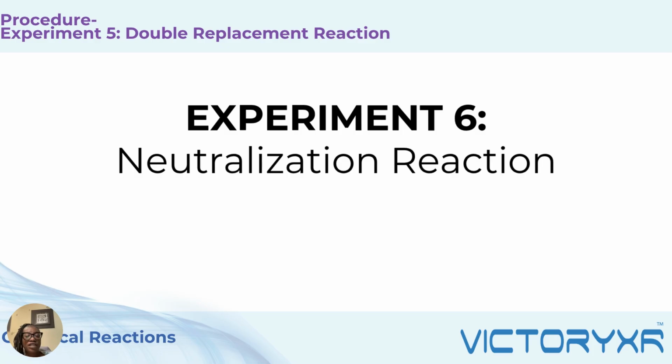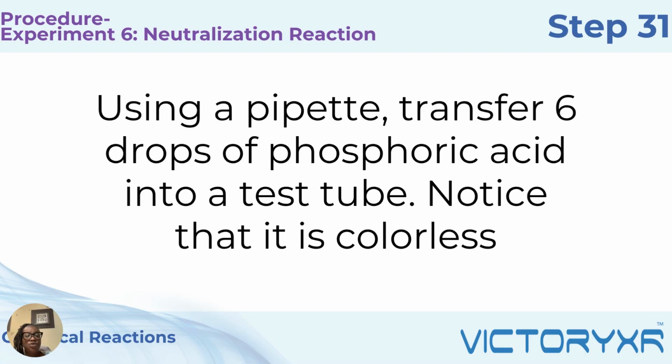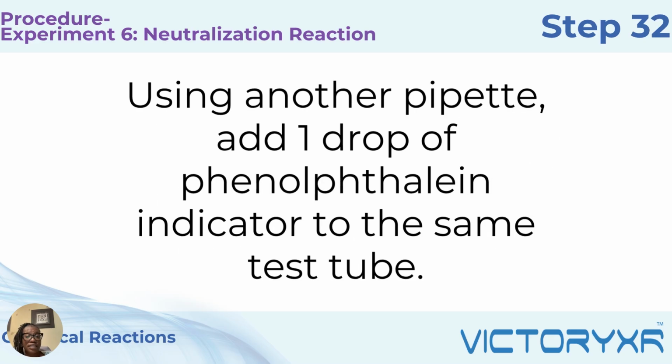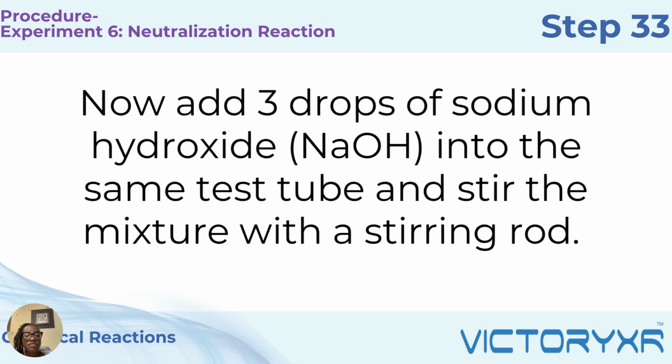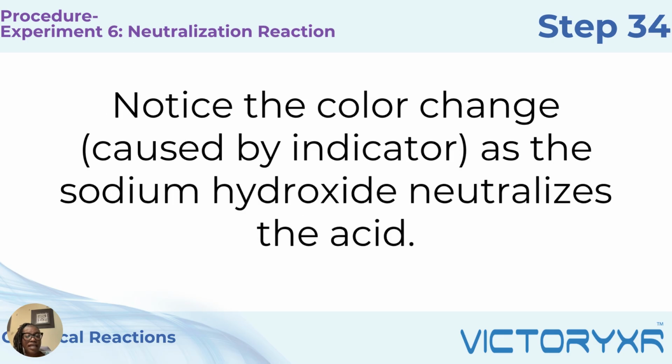The sixth experiment you're going to do is a neutralization reaction, and that happens between an acid and a base. You'll use a pipette and transfer 6 drops of phosphoric acid into a test tube, and it's going to be colorless. Using another pipette, you'll add 1 drop of phenolphthalein indicator to the same test tube. You'll then add 3 drops of sodium hydroxide into the same test tube and stir that mixture with a stirring rod.